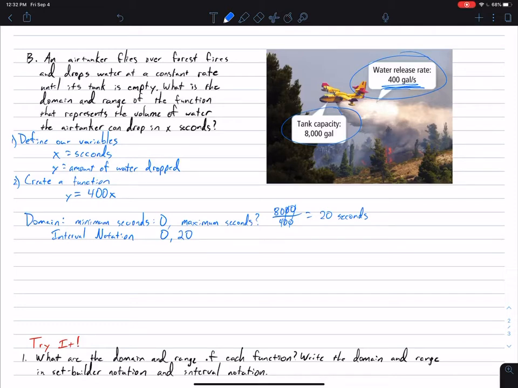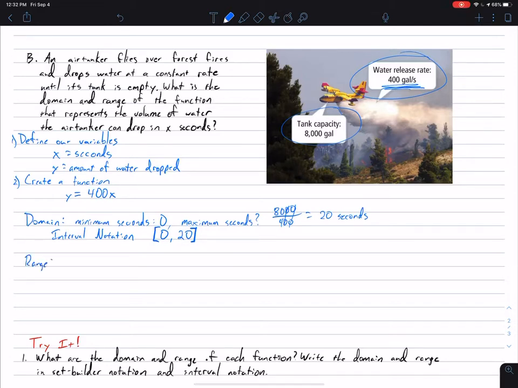Now we need to decide parentheses or brackets. Can 0 be part of the problem? Sure. We don't have to drop any water. No time has passed. So 0 is included, which means we're going to put a bracket. And what about 20? Can we drop water for 20 seconds? Yes. Right at 20 seconds, we'll run out of water. So we're going to include a bracket for that. So that would be our interval notation for our domain.